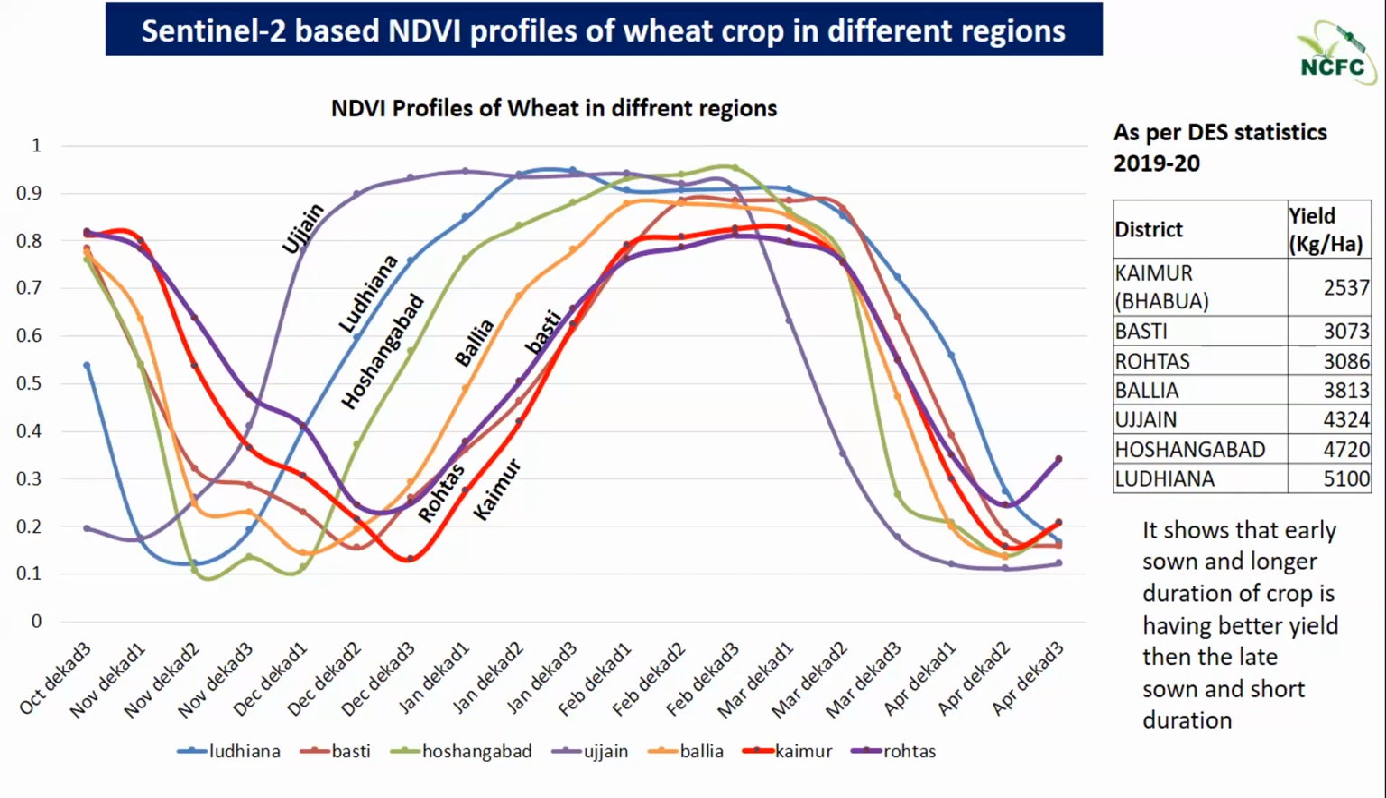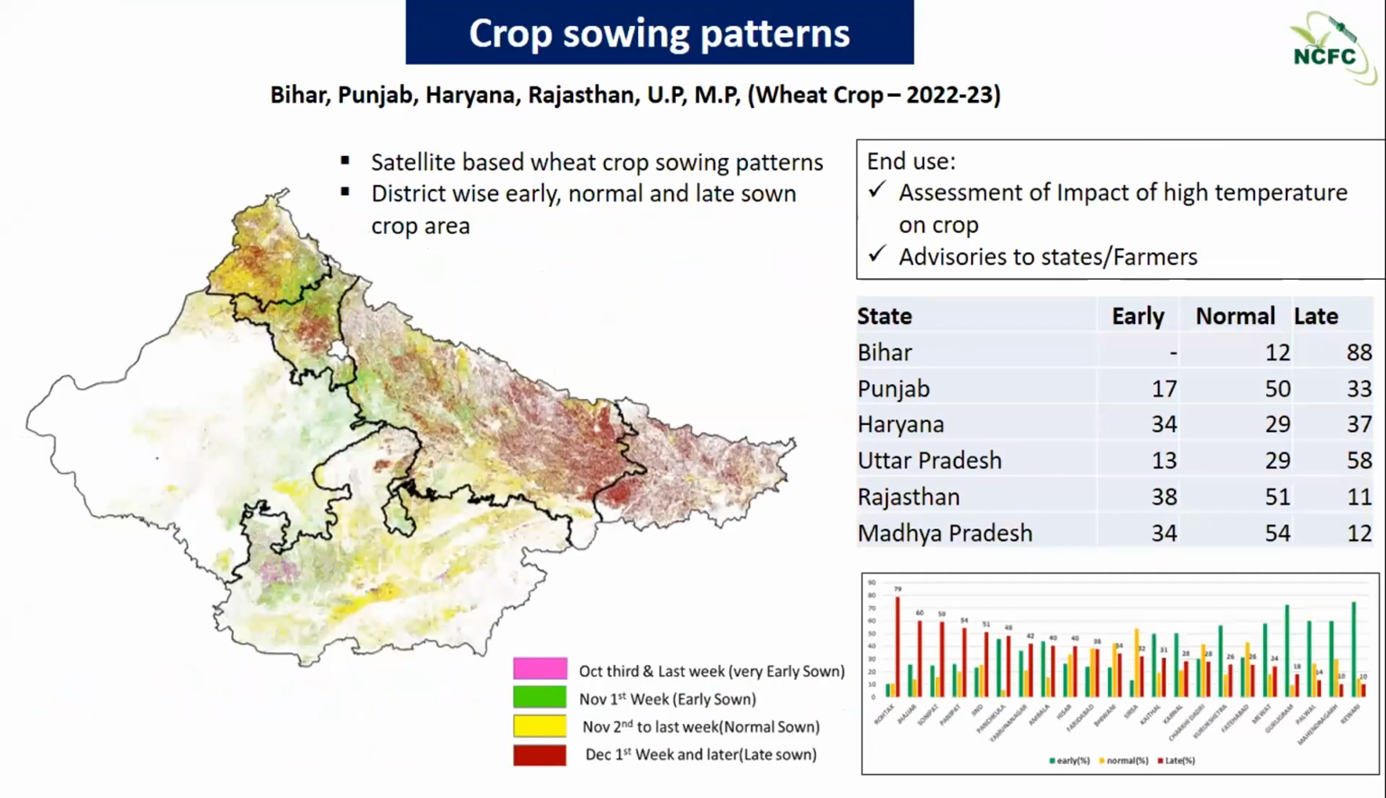So you can see these kind of patterns and you can generate these kind of maps, late sown, early sown, because you can analyze how much impact high temperature is going to have on each category. Because late sown will be having much more impact of high temperature. So these kind of analyses can be done.